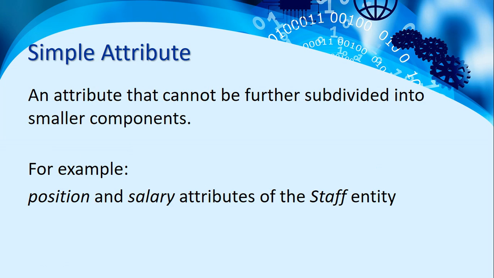So we also have this simple attribute. So ito yung attribute that cannot be, hindi na siya pwedeng mahimay pa, divided into smaller subcomponents. So kung merong simple, syempre meron ding tinatawag na composite, after this slide. So for example of simple attributes, we have position and salary attribute for the staff, kasi yung salary hindi na siya, salary na talaga yan, wala nang ibang sub components, no? Position, wala na yan.